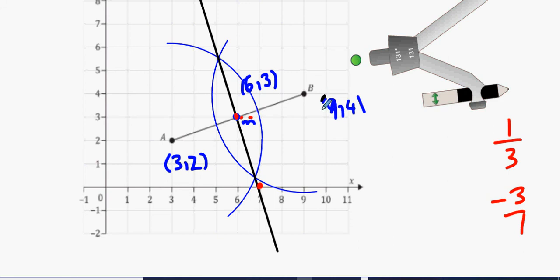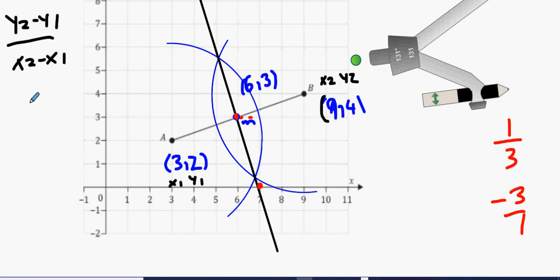There are several ways. You could do the slope formula for your original line. You see the original line? So what's x2, y2 and x1, y1? And the slope of the original line would be this. That will get you 4 minus 2 all over 9 minus 3. And what's that get us? 2 over 6, which is?